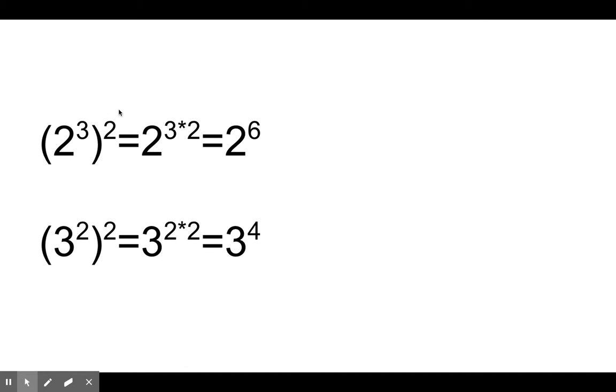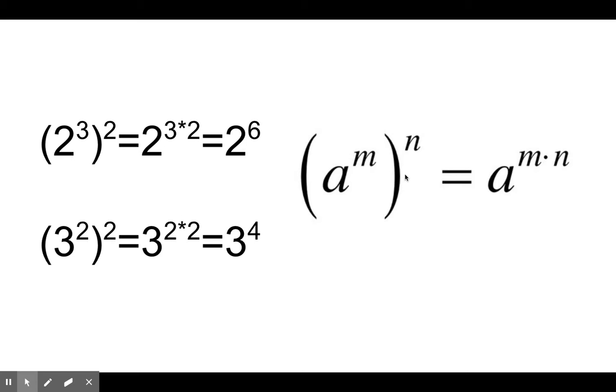So what this means is that when you have an exponent outside of the parentheses like this, you're going to multiply the exponents together. And in fact, this is kind of a general rule that we can apply, and this is known as the powers of powers property.